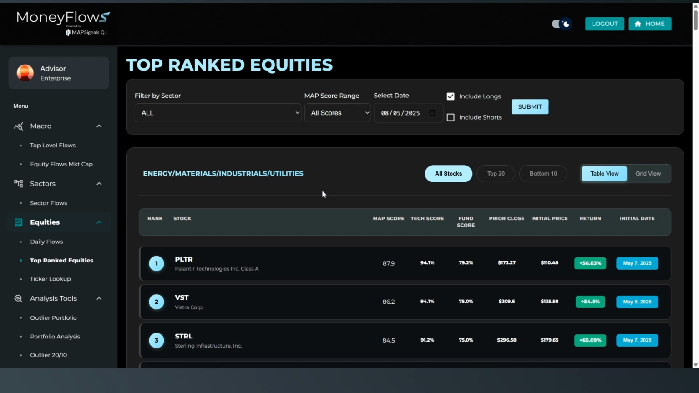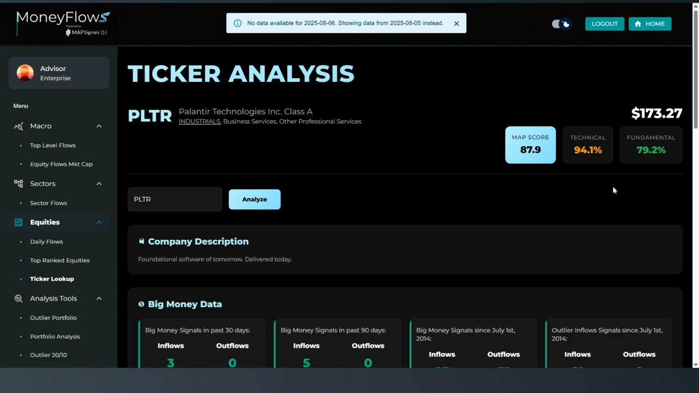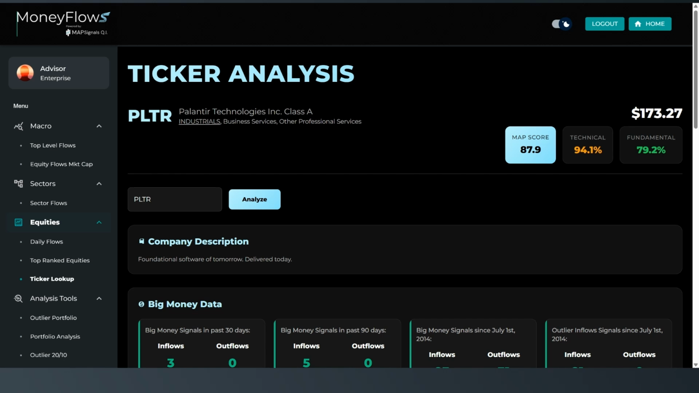Now, up to this point, you may want to know, why do you want to care about flows? Well, let's just click on a ticker. Let's use Palantir as an example. Okay, right away, it's got a very strong MAP score of 87.9. Anything above 80 is an outlier, is a great, great company. Strong technical scores and strong fundamental scores.